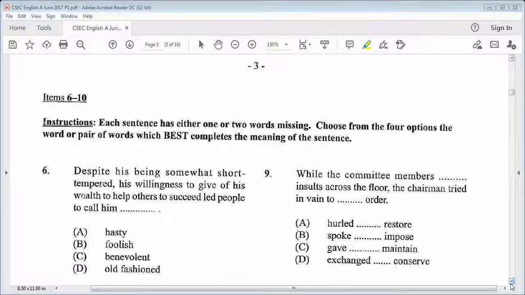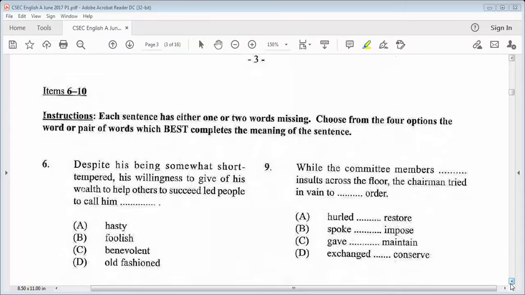Items 6 to 10, the instruction says, each sentence has either 1 or 2 words missing. Choose from the 4 options the word or pair of words which best completes the meaning of the sentence. Now in this section, quite a bit of them has been repeated from previous past papers. So we'll just go ahead and select the answers. Question 6 says, despite his being somewhat short-tempered, his willingness to give of his wealth to help others to succeed led people to call him C, benevolent.